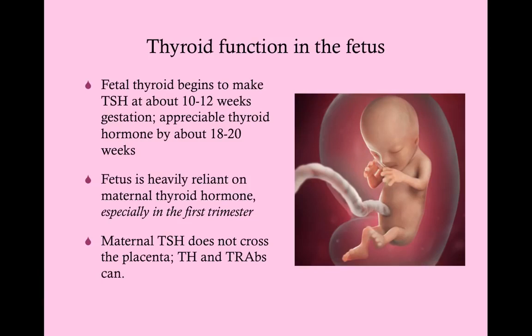Maternal TSH does not cross the placenta. So even if the baby's thyroid were properly developed, you're going to run into problems if the maternal thyroid hormone levels are not what they should be. So you need the maternal thyroid hormone levels to be proper. Thyroid hormone can cross the placenta. Another thing that can cross the placenta is the thyrotropin receptor antibodies, and that's one of the things that we see in Graves' disease.